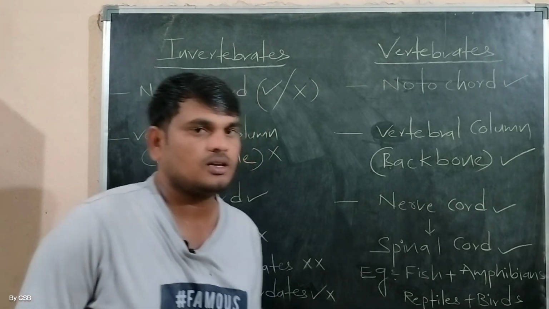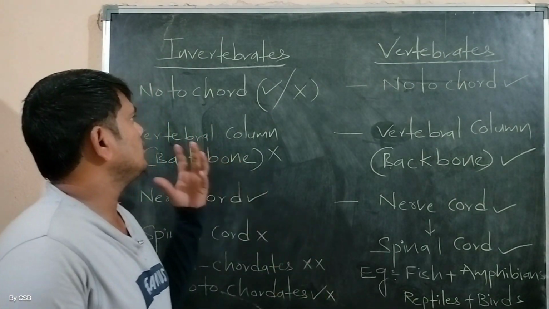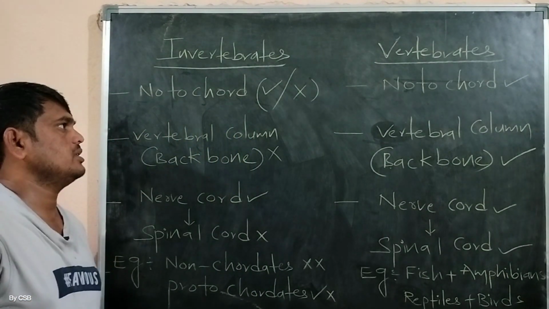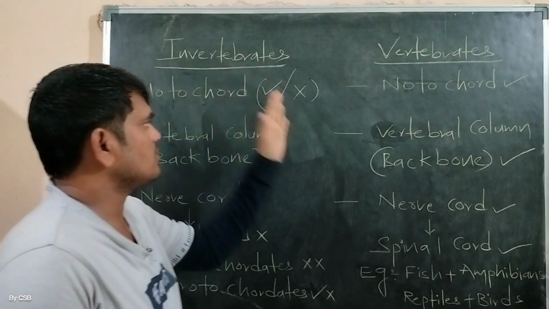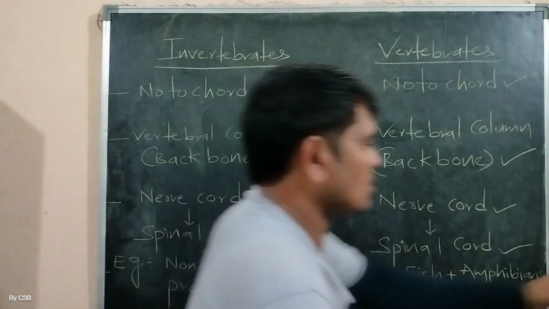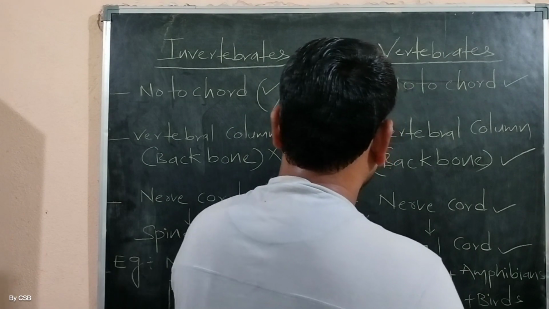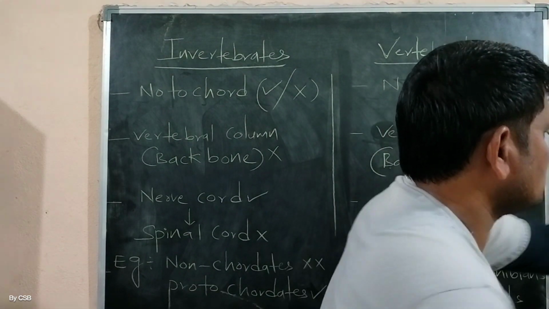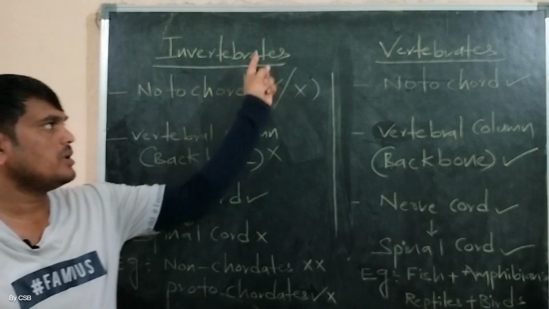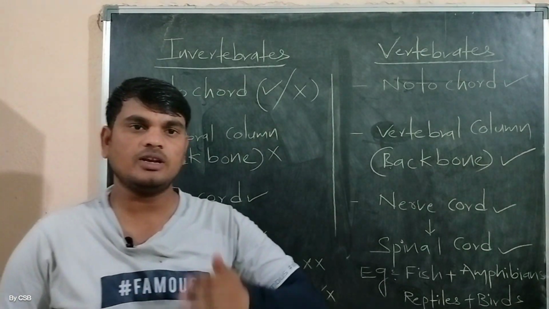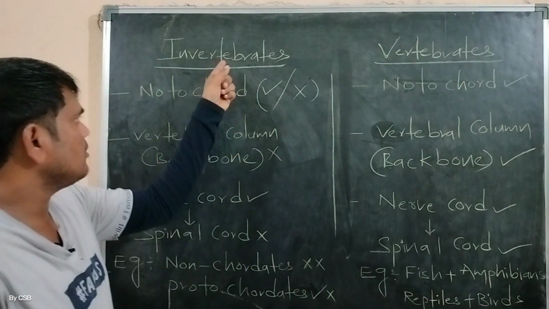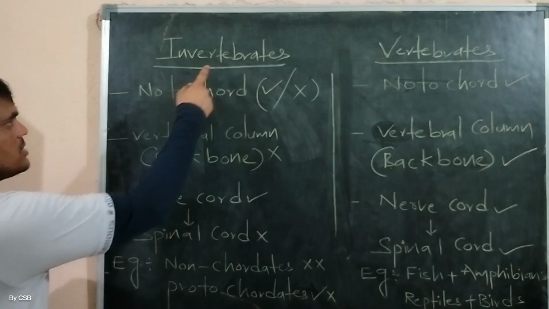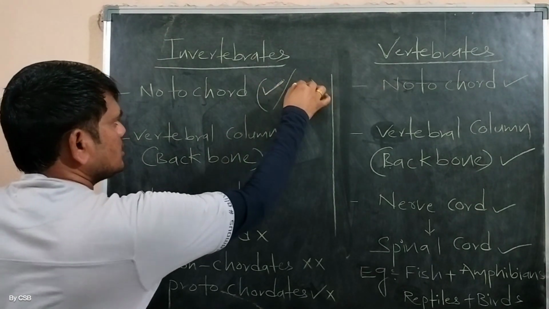Let me give the comparison between invertebrates and vertebrates. What is the difference between invertebrates and vertebrates? Let me give the difference between these two. How do they differ from each other? Concentrate here, it is very simple. In invertebrates, notochord may be present or absent.